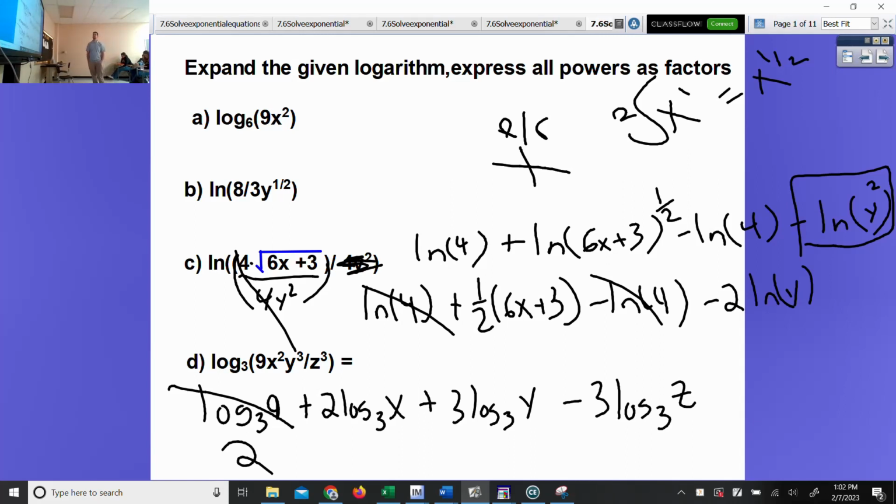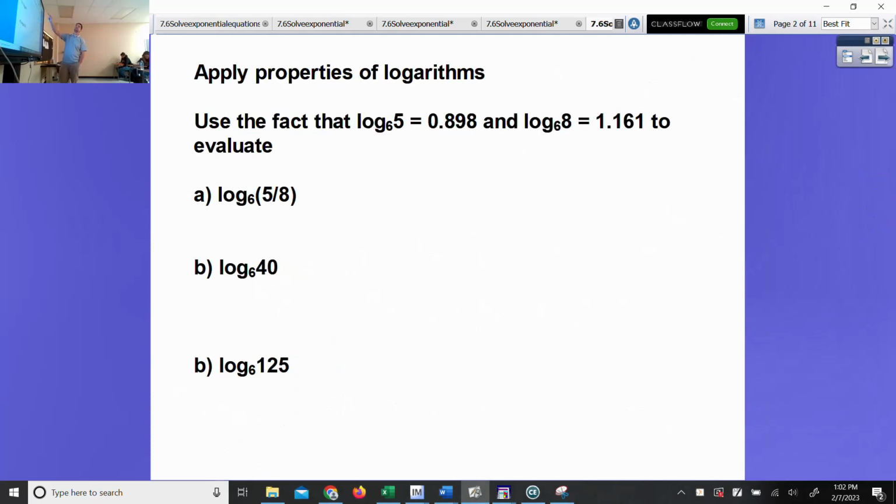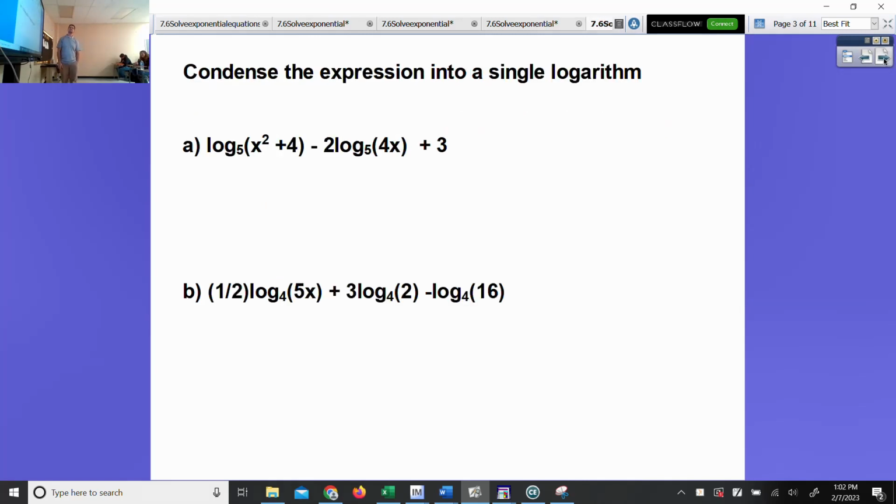All right. That was expansion. What's the opposite of expansion? Contraction. Condensing. Contraction would be the opposite of dilation, I guess, right? Condense the expression to a single logarithm. So, after expansion must come condensing.